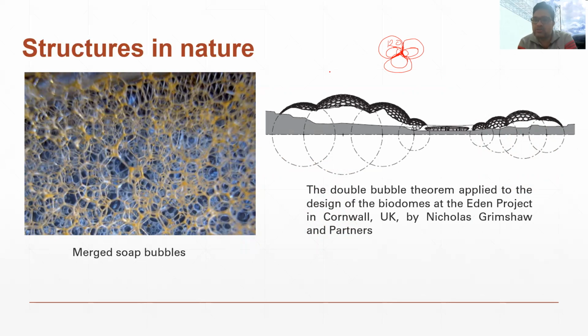Well, why is a soap bubble circular? Because in that case also the optimum, or the minimum surface for a given volume, that it can attain will be a circle. So that is why the bubbles are in this curved or rounded form. This is called the double bubble theorem. Based on this theorem, there is a structure, this one, constructed in the UK, called the biodomes at the Eden Project in Cornwall.